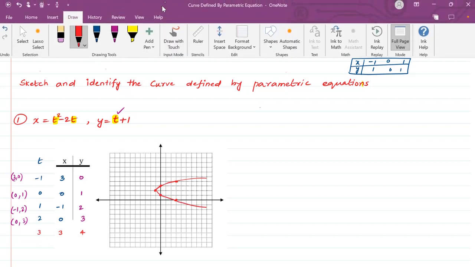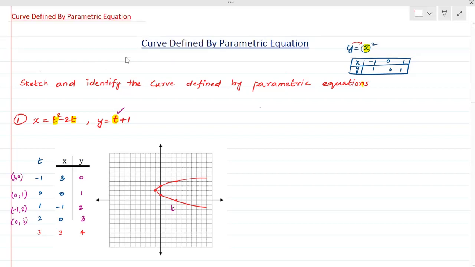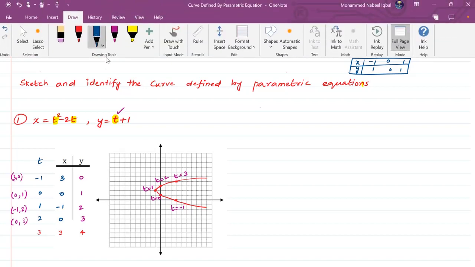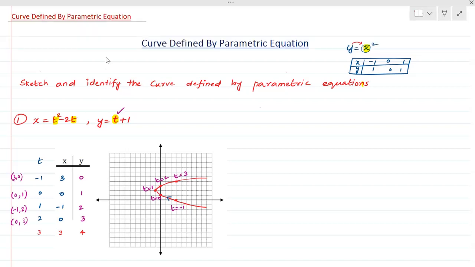I will write the values for t. When t equals -1, this is the point. When t equals 0, this is the point. When t equals 1, and this is t equals 2. And the last one is t equals 3. So this is how we will identify the graph. And the very important thing is you have to show the direction, where the direction starts. The starting of the graph is from t equals -1. It goes from here and then it goes there, and it moves from down to up. So this is a parabola.